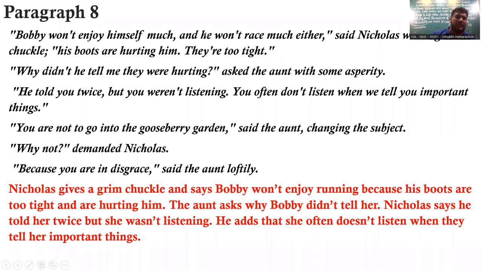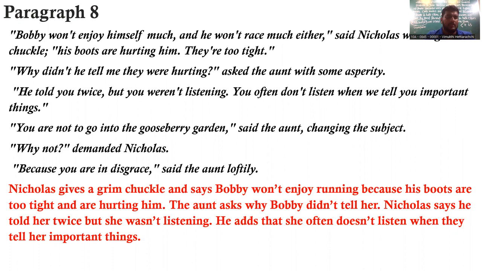Okay, right. We are coming to paragraph number 8. "Bobby won't enjoy himself much, and he won't race much either," said Nicholas with a grim chuckle. "His boots are hurting him. They are too tight." This is something very important that we can pay our attention to. He says, Bobby won't enjoy himself much, and he won't race much either. Right, so he explains that now.